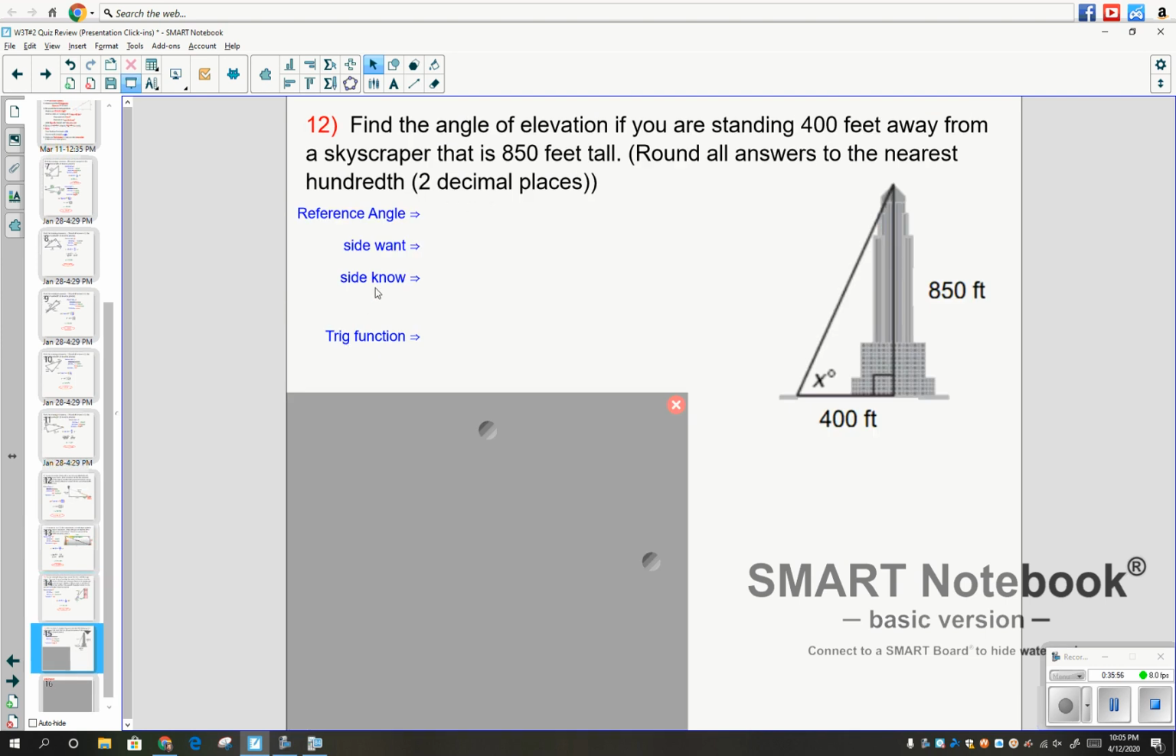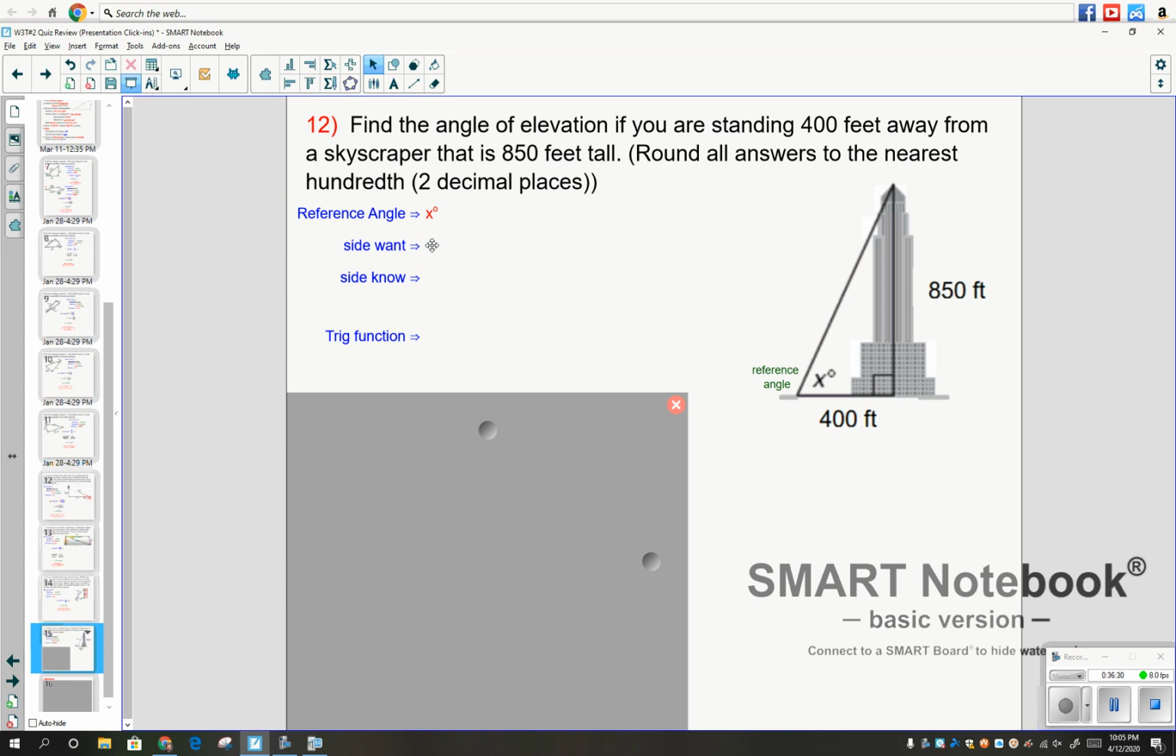And the last example of the review is example number 12. Find the angle of elevation if you are standing 400 feet away from a skyscraper that's 850 feet tall. It's got a picture. So I've drawn my skyscraper, got the distance away, and that's where the angle of elevation is. Okay? It's also my reference angle. 400 feet, so my reference angle is x, what I want to find.